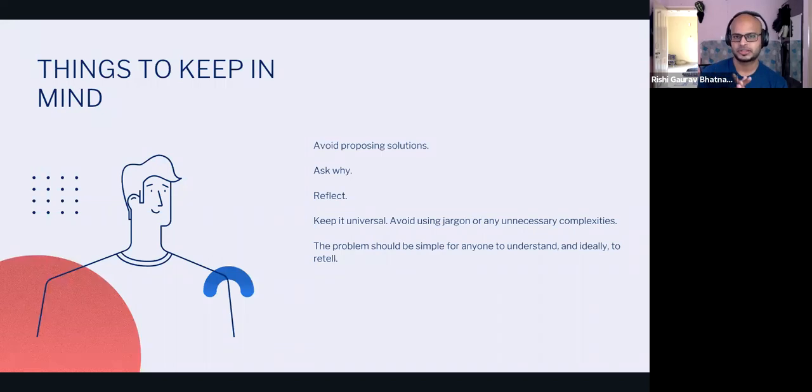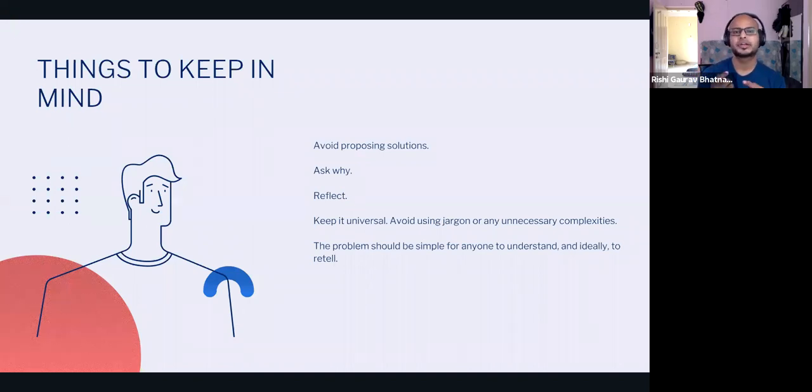And I'll tell you a little bit more about the why. Continue asking whys, and whys are going to help you get to the root cause. And through that root cause, you will find a human insight. Reflect. So you have to continue reflecting on the problem statement and find out if it's running true to you.